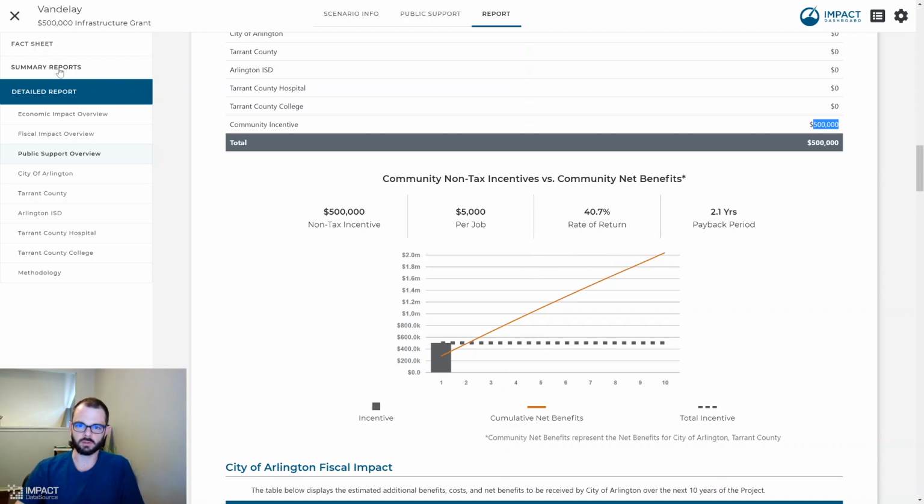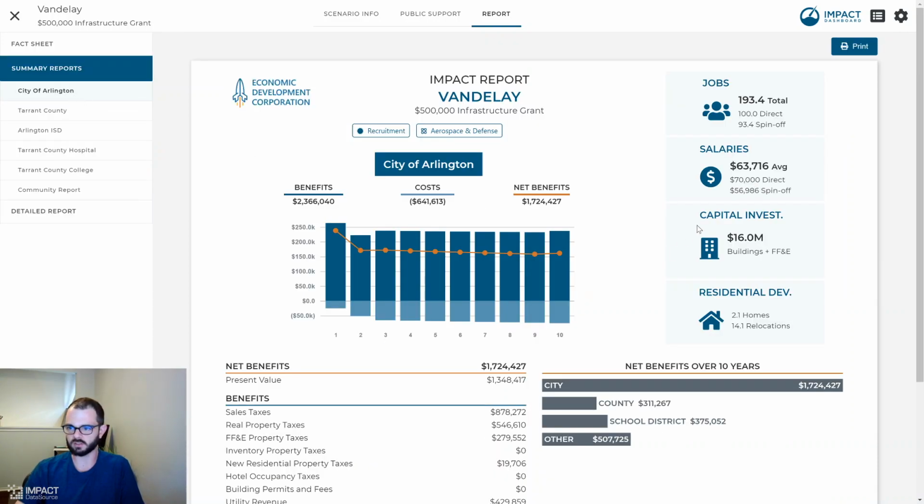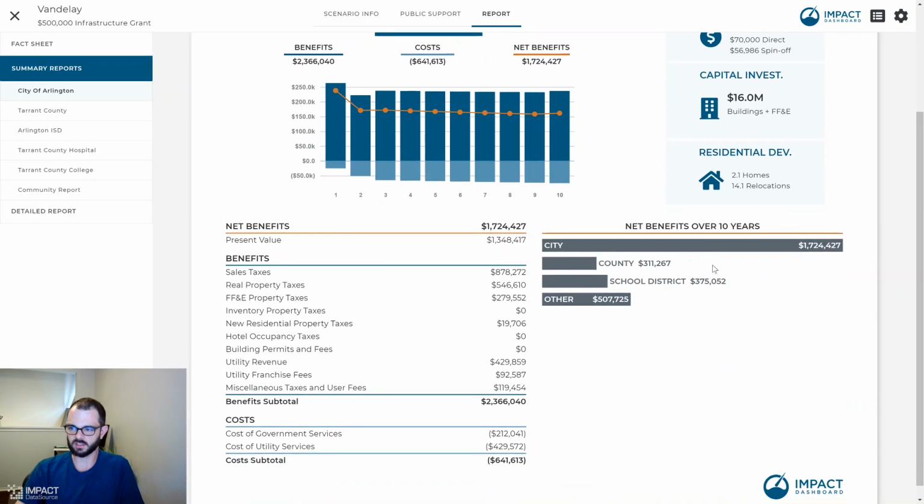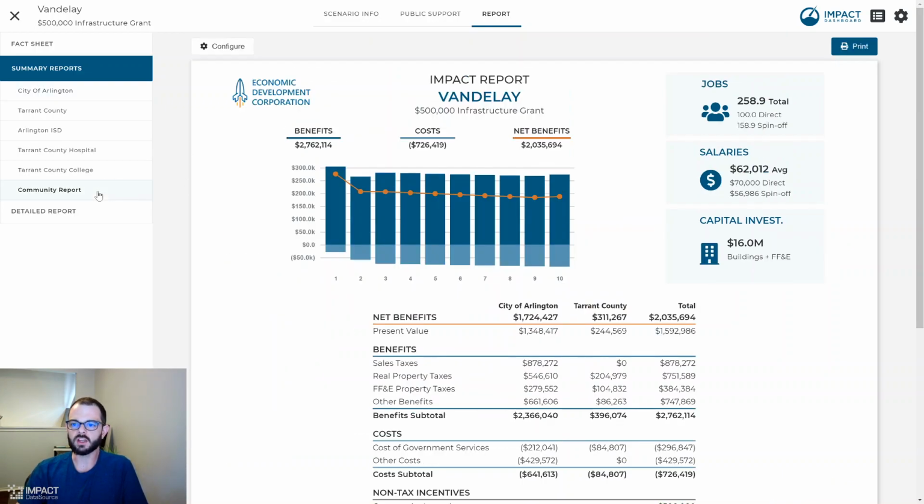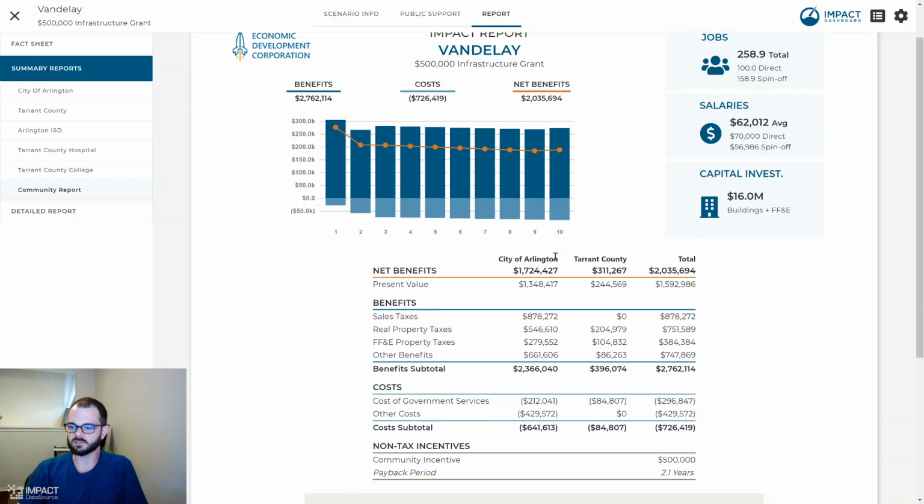So for example, if we looked at a summary report for the city of Arlington, there's no mention of the incentive or some sort of amount that they were kicking in, so to speak. The city wasn't offering anything, so to speak, on the incentive as we look at it this way. So that's a way that you can look at an incentive where you really just want to see it against the total, but not specifically against any one jurisdiction.